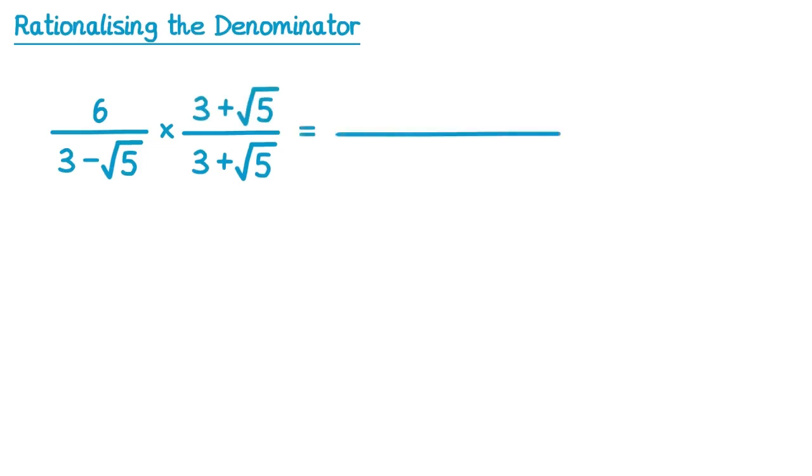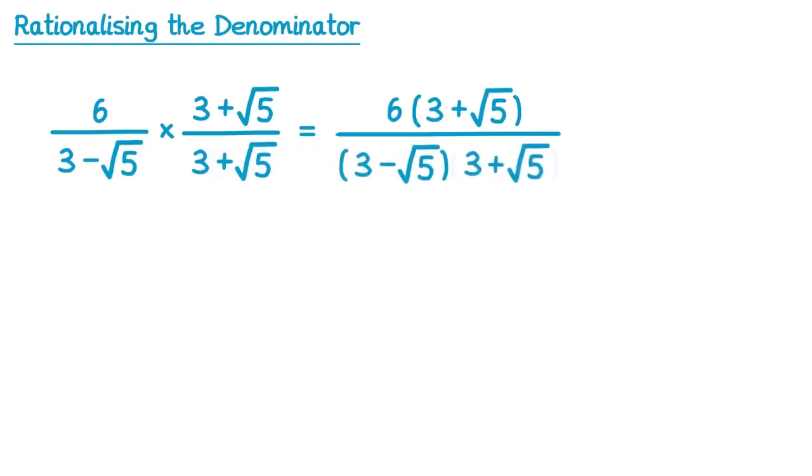So on the top we have 6 times 3 plus root 5. We need a bracket for this, so 6 lots of 3 plus root 5. And on the bottom, we need to put brackets around both of these. So we've got 3 minus root 5 multiplied by 3 plus root 5. Let's start by expanding the top. We do 6 times 3, which gives you 18. And then 6 times root 5, which is 6 root 5.